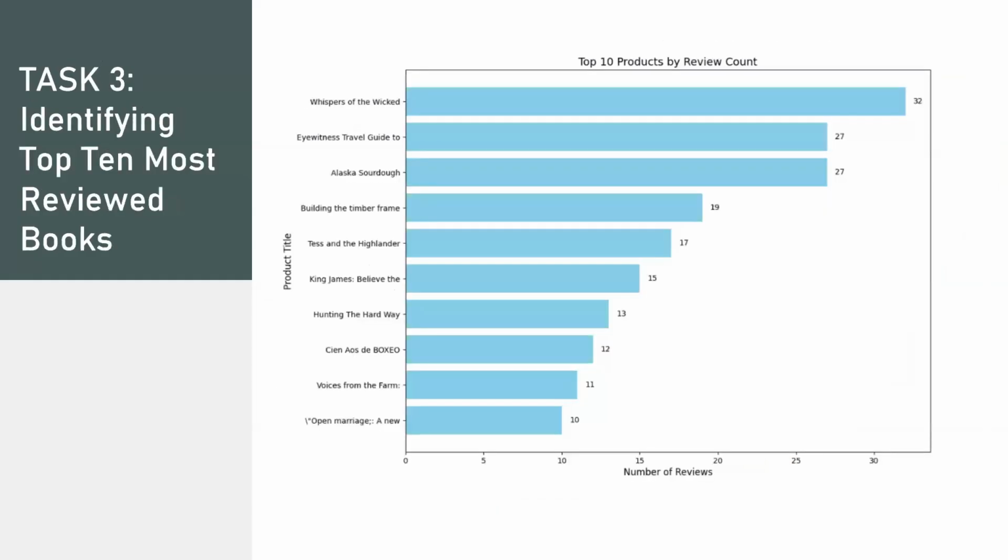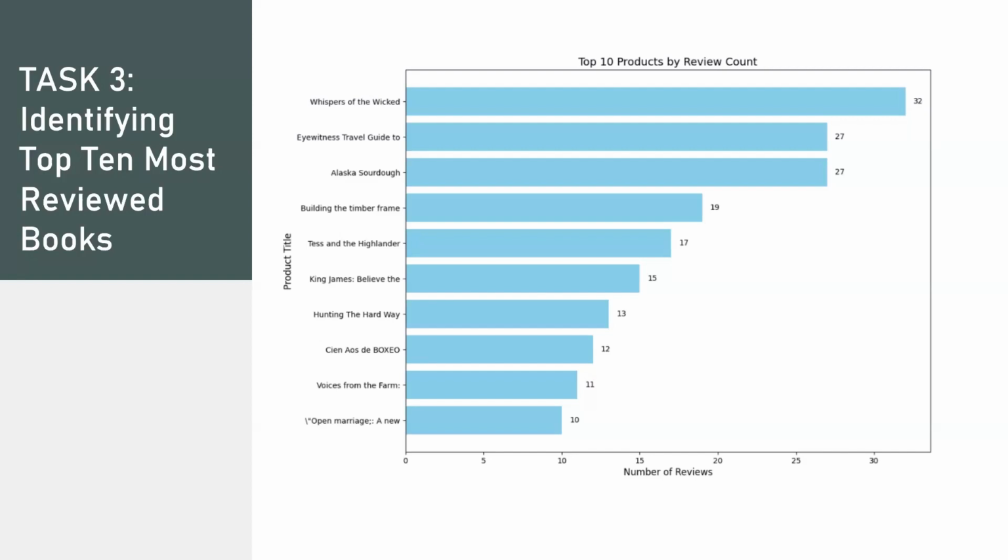And then from there, we moved on to the next task, which was identifying the top 10 most reviewed books. To identify the top 10 most reviewed products, we designed a two-step MapReduce job. In the first MapReduce step, the mapper reads each line, extracts the product ID and title, and emits a key value pair of the product ID and a tuple containing the title and a count of one. The corresponding reducer receives all tuples for a given product ID, aggregates the review count by summing the values, and emits a new key value pair with a null key and a tuple of the total count and title.